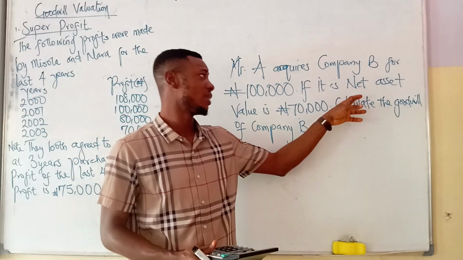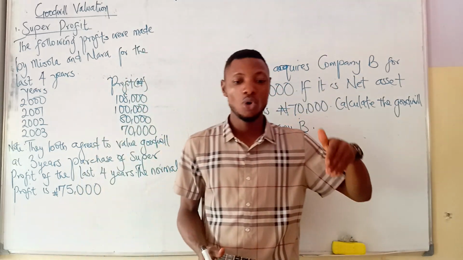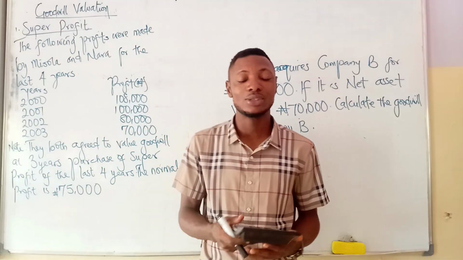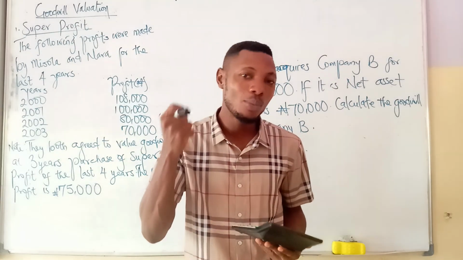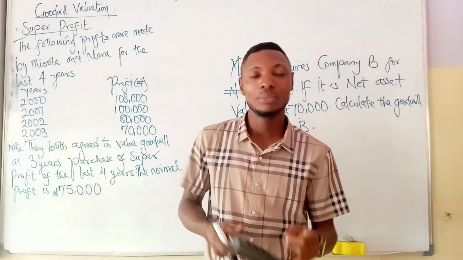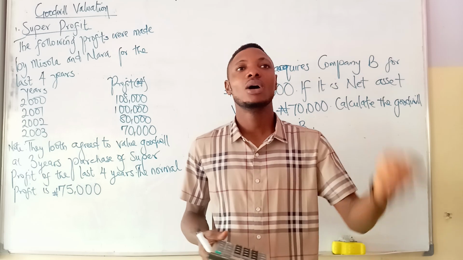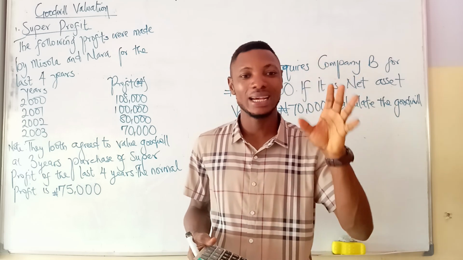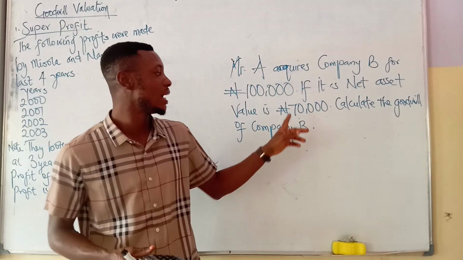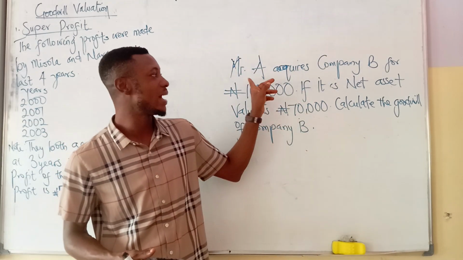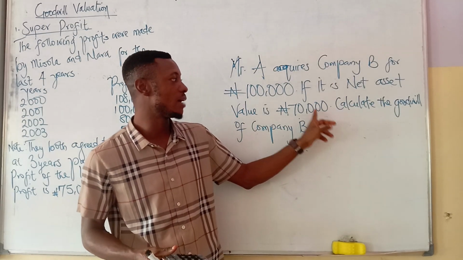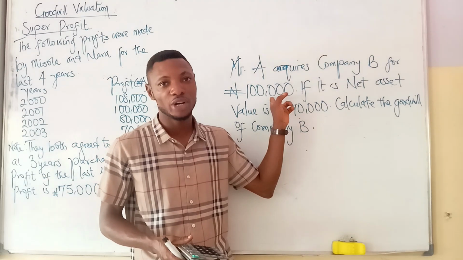Do you know what the net asset value is? That is the actual value of the assets of that organization. When we put the assets together, how much is it valued? That is the land and furniture, the premises, the equipment, machinery, everything in that particular business or organization is valued at 70,000 naira. But Mr. A, instead of paying the actual value of the company for 70,000 naira, was able to purchase the company for 100,000 naira.